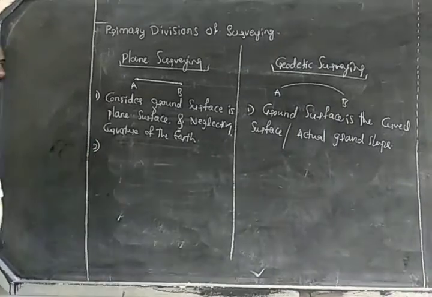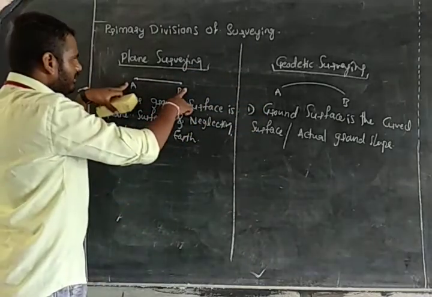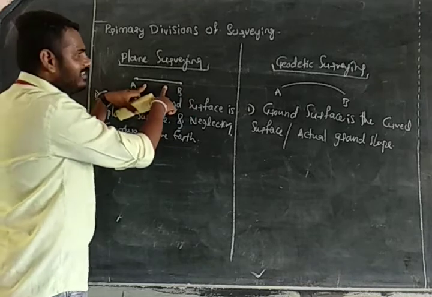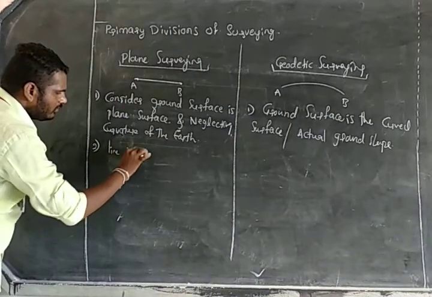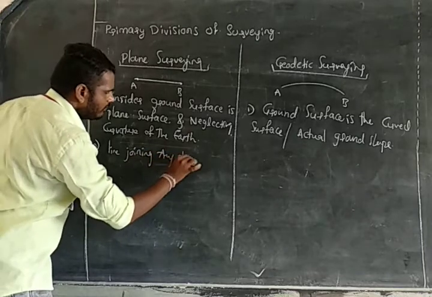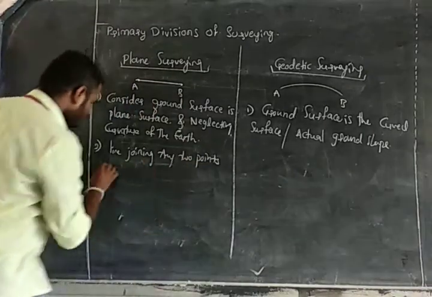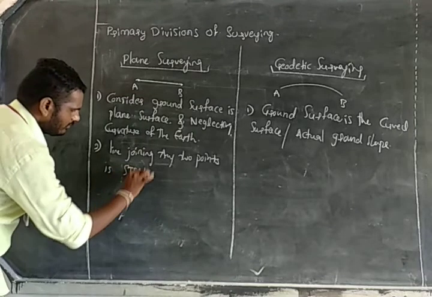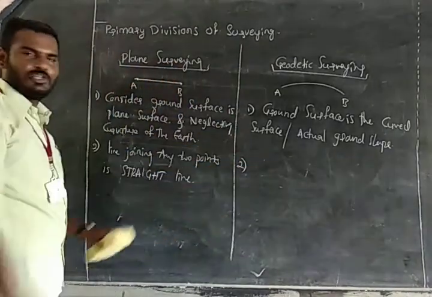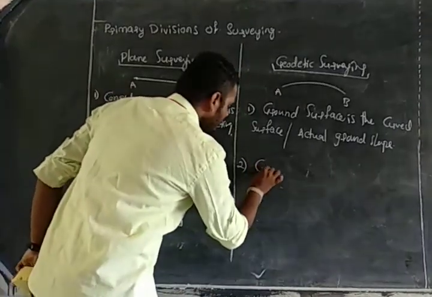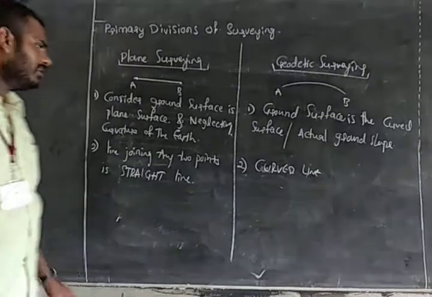What is the second one? While measuring the distance between any two consecutive points A and B, the line joining them is a straight line in case of plane surveying, whereas here the line joining any two consecutive points is a curved line. That is the second difference.